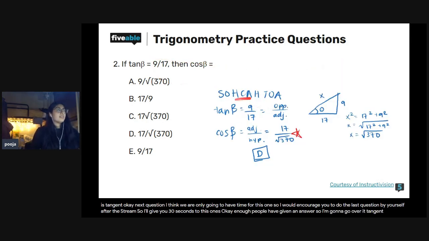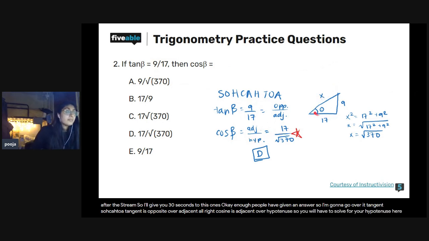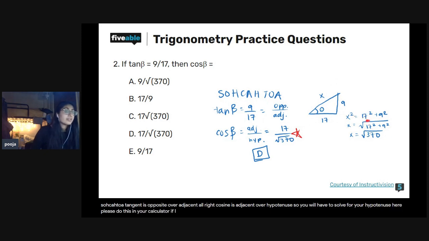Tangent, SOHCAHTOA, tangent is opposite over adjacent. All right, cosine is adjacent over hypotenuse. So you will have to solve for your hypotenuse here. Please do this in your calculator. I guarantee you will mess up 17 squared in your head. Just write it in your calculator. You got the square root of 370. So we'll have 17 over square root of 370.